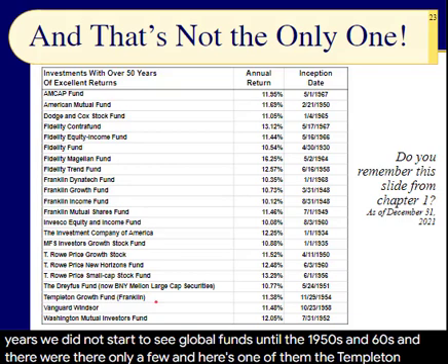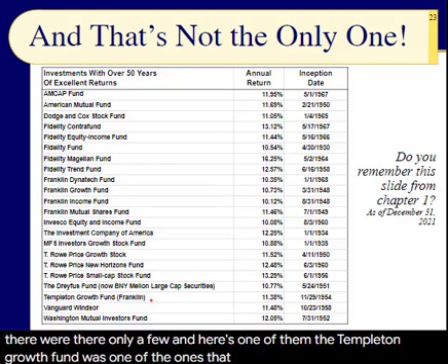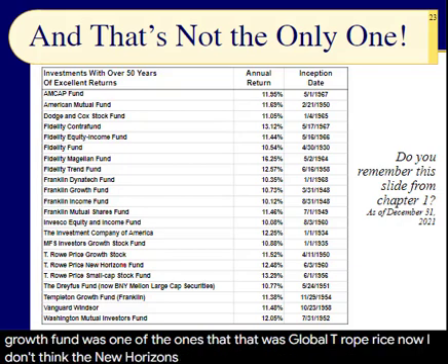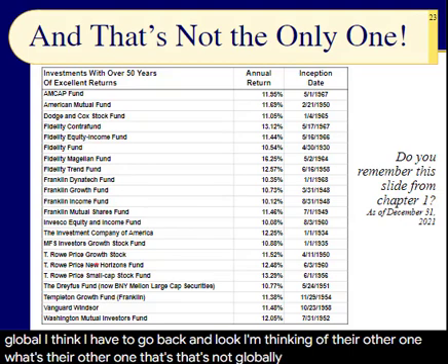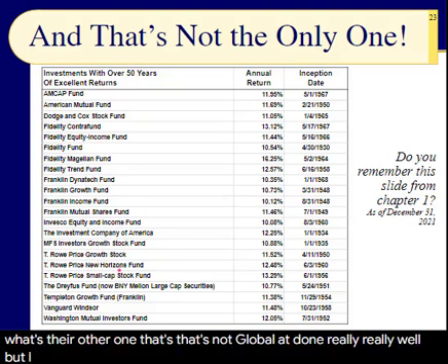The Templeton Growth Fund was one of the ones that was global. T. Rowe Price, now, I don't think the New Horizons Fund is global. Yeah, no, the New Horizons Fund is global, I think. I have to go back and look. I'm thinking of their other one. What's their other one that's not global? It's done really, really well. But I think so. Most all these funds are domestic.